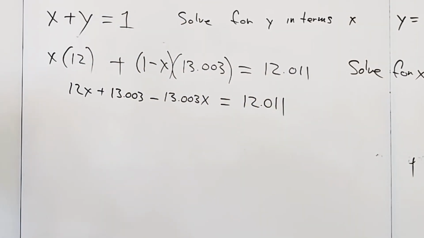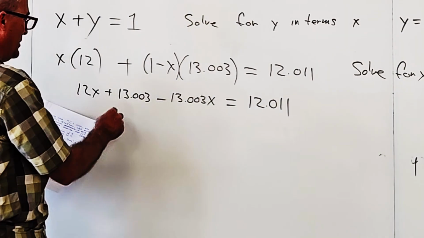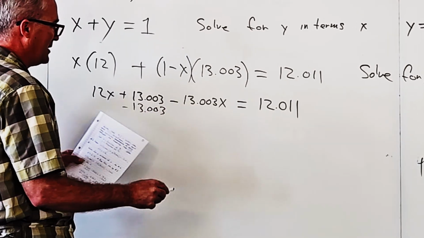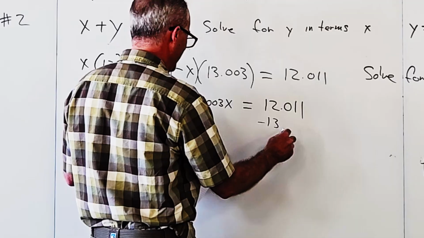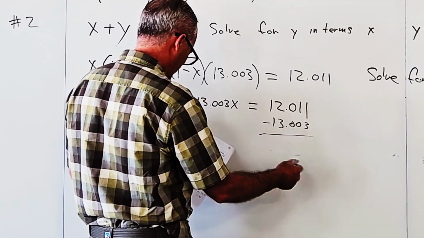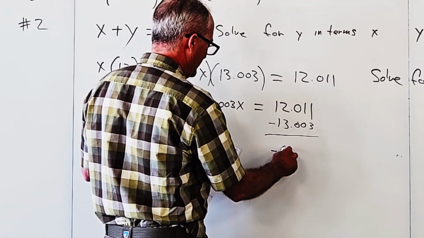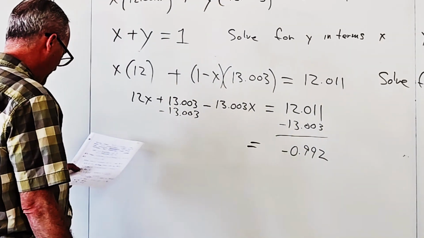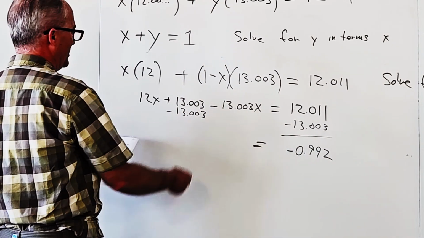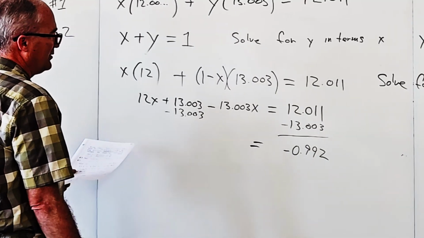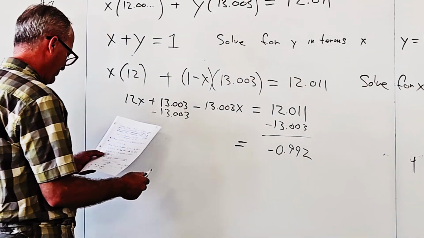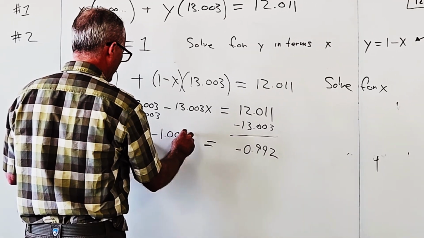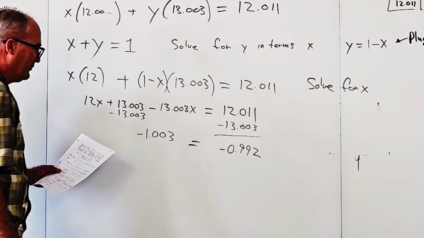All that equals 12.011. All right, now I'm going to combine terms. I'm going to subtract 13.003 from that side. Whatever we do to one side of the equal sign, we do to the other. This gives me something like negative 0.992, and that is equal to some positive 12 with negative 13.003. We're going to get something that looks like negative 1.003. Subtracting 12 from that.